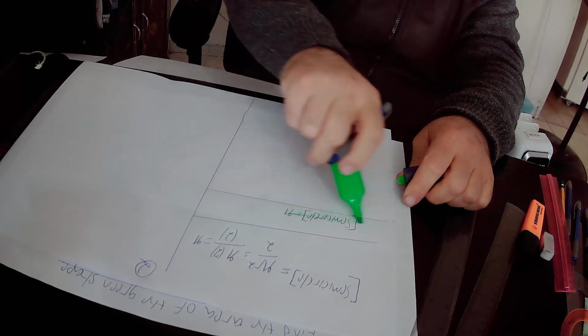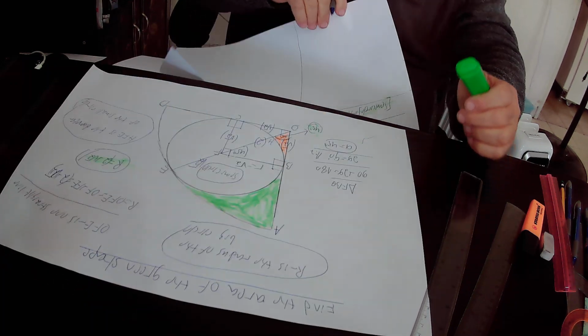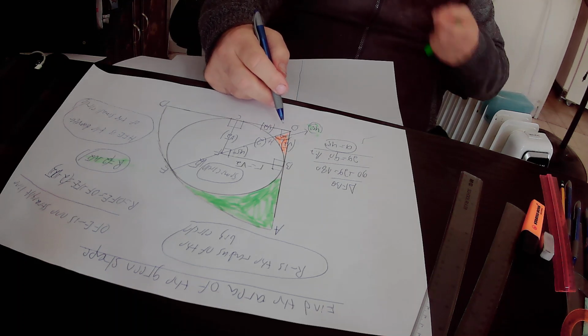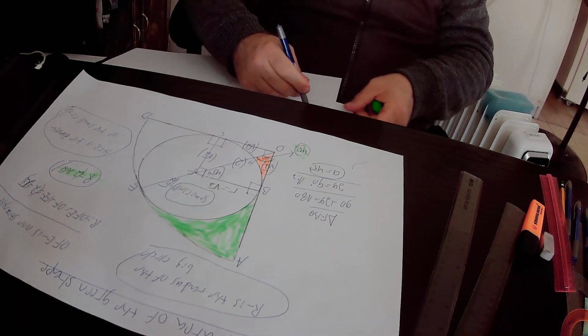And finally, we find out the area of the orange shape, BHO. What is the area of the orange shape, BHO?